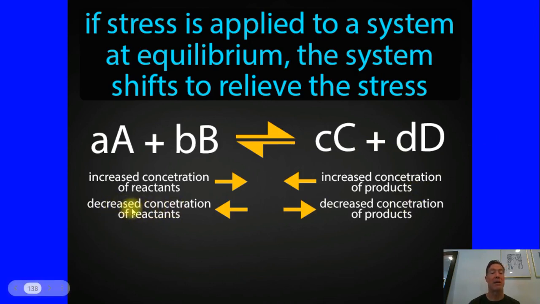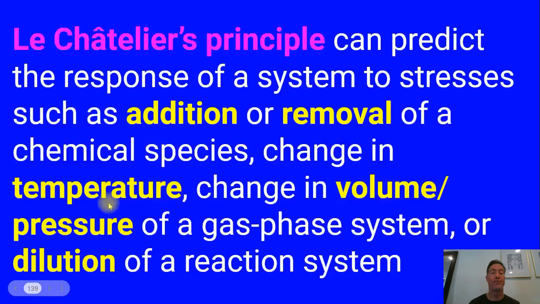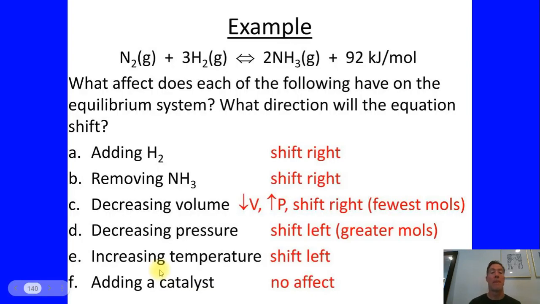And if Q is too big, then it's going to break down some products and try to restore the concentration of the missing reactant. So too much A, it's going to try to get rid of A by shifting the reaction toward products. Too little A, it's going to respond by shifting from product back toward reactants to help replace that missing A. So we can predict the response of a system to stresses like adding or removing chemical species, changing temperature, changing volume or pressure, especially with gas, or the dilution of a reaction system.